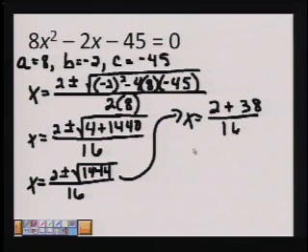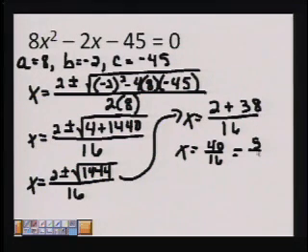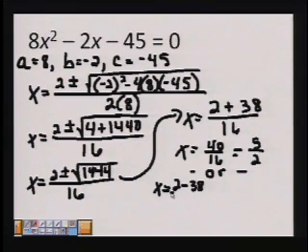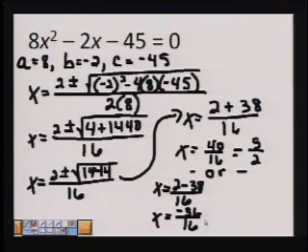So I have 2 plus 38 over 16, which is 40 over 16, and I can divide top and bottom by 8 and get 5 over 2, or I have 2 minus 38 over 16, which is negative 36 over 16, and I can divide top and bottom by 4 and get negative 9/4.